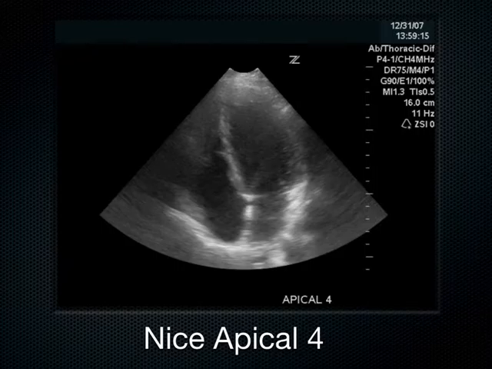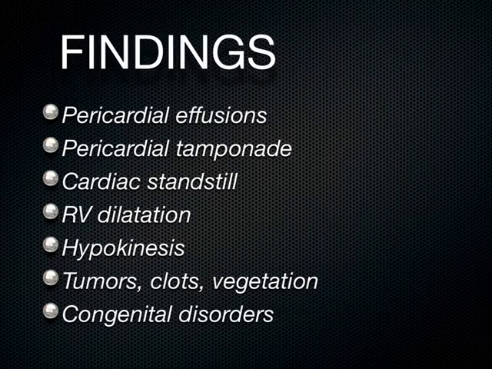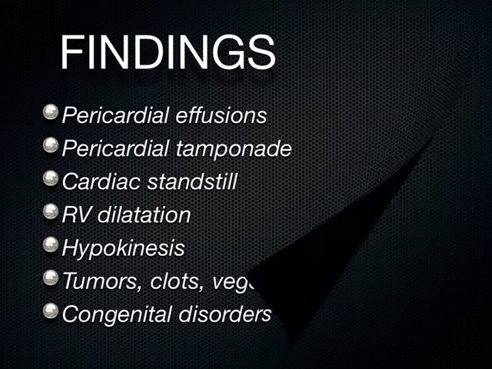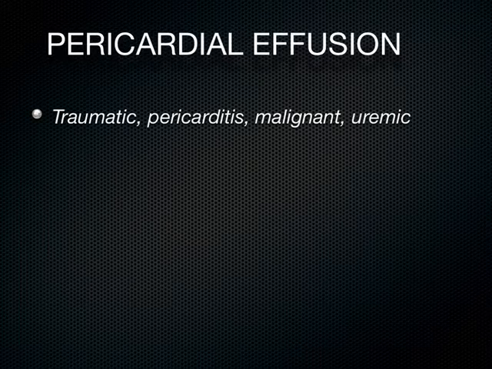I think we are. What are we looking for whenever we do a cardiac ultrasound? Well, we're looking for pericardial effusions, whether or not there's tamponade, whether the heart is standing still, any RV dilatation, for that matter RA dilatation, any hypokinesis, obvious tumors, clots that are super obvious, and also vegetations that are just screaming at you, and maybe a congenital disorder or two. What can we see with pericardial effusions?